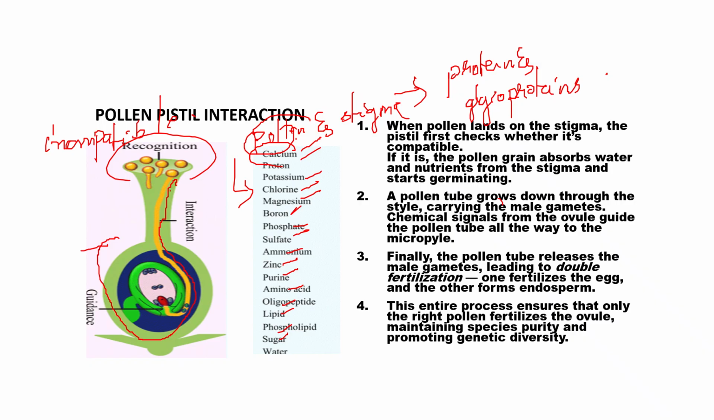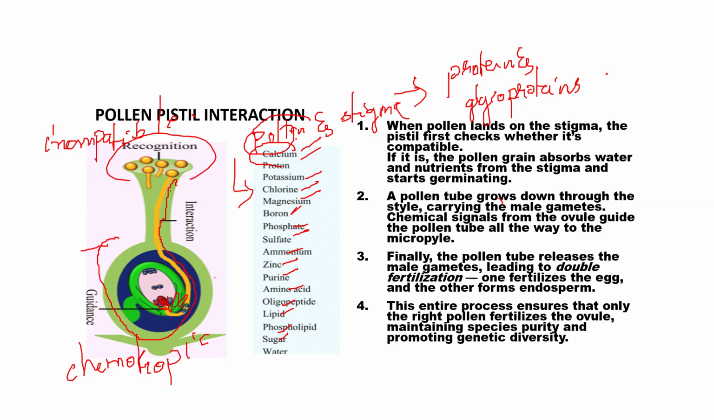This pollen tube growth is chemotropic, and the tube is guided by the finger-like structures called the filiform apparatus, which is found near the synergid cells. Now, all this pollen-pistil interaction is mainly based on compatibility or incompatibility.